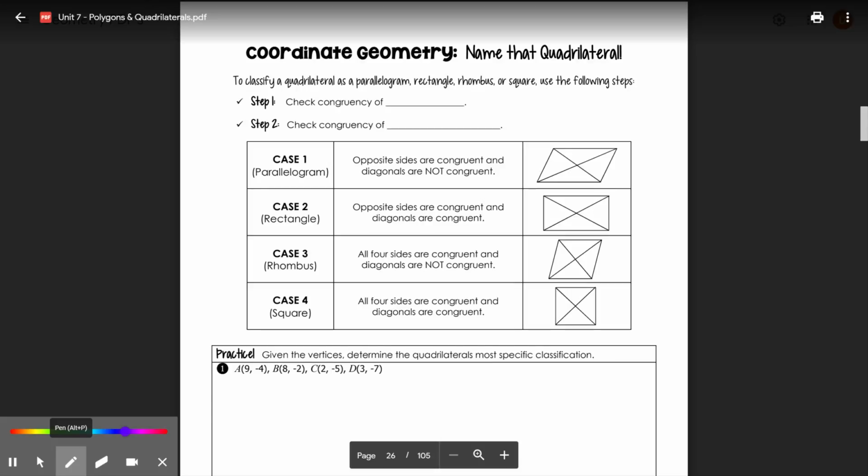In coordinate geometry, we're going to name some quadrilaterals here. To classify a quadrilateral as a parallelogram, rectangle, rhombus, or square, use the following steps. Step one is to check the congruency of the sides. And then step two, you're going to check the congruency of the diagonals.